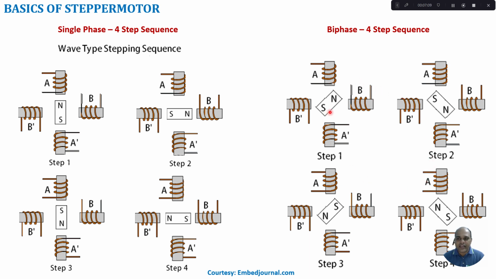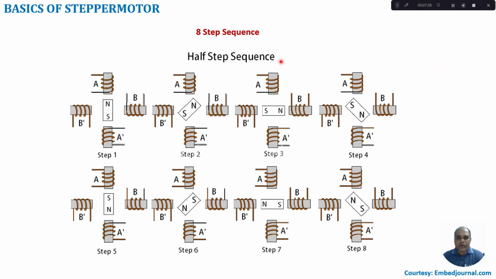If I want to excite the stepper motor in the anti-clockwise direction, first A, B dash will be excited, next B dash, A dash will be excited, next A dash, B and B and A. Thereby we can achieve anti-clockwise rotation. So just by changing the order of excitation of the stator coils, we can change the direction of rotation. If I want more steps, in that case we can go with the 8-step sequence, the half-step sequence.